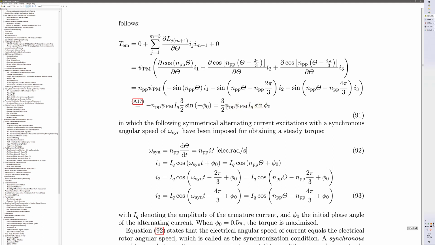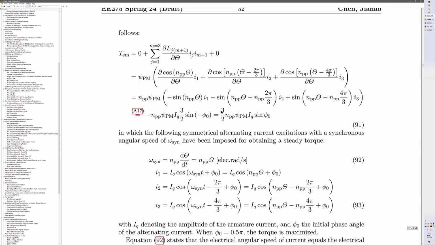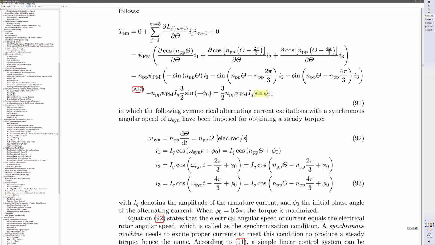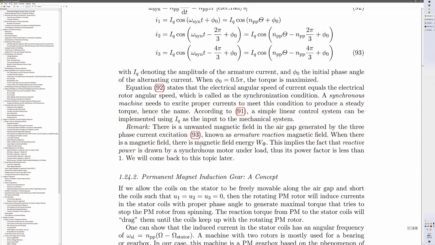So this is a constant value. All these are constant parameters, constant current amplitude, and we are going to pick a phi zero that maximizes our torque. So phi zero should be equal to pi over 2.